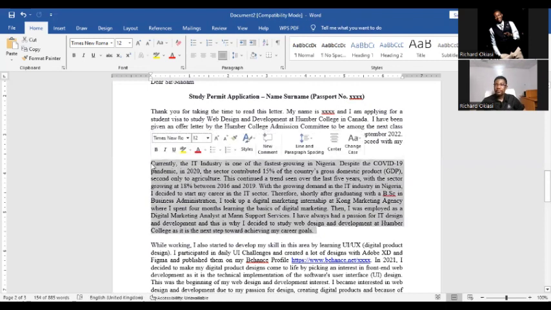So, as you can see from here, she talked about her motivation. What is motivating her to study? Number one is the opportunities in the tech space in her country. Number two, she has already started training herself in tech related skills, and this will just make her better suited for opportunities.